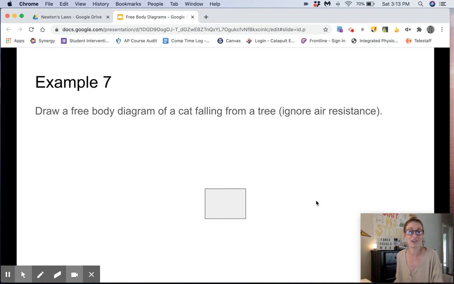And then I know that this cat is under the influence of gravity, right? This is why the cat falls to the ground from the tree, because the force of gravity is pulling downward on that cat. Now, if we were not ignoring air resistance, it is similar to friction in that it opposes the motion of the object, meaning that it would be pointed upward. But here we're ignoring air resistance. So are there any other forces acting on this cat? Nope. That's it. That's our free body diagram. Cat falling from the tree.